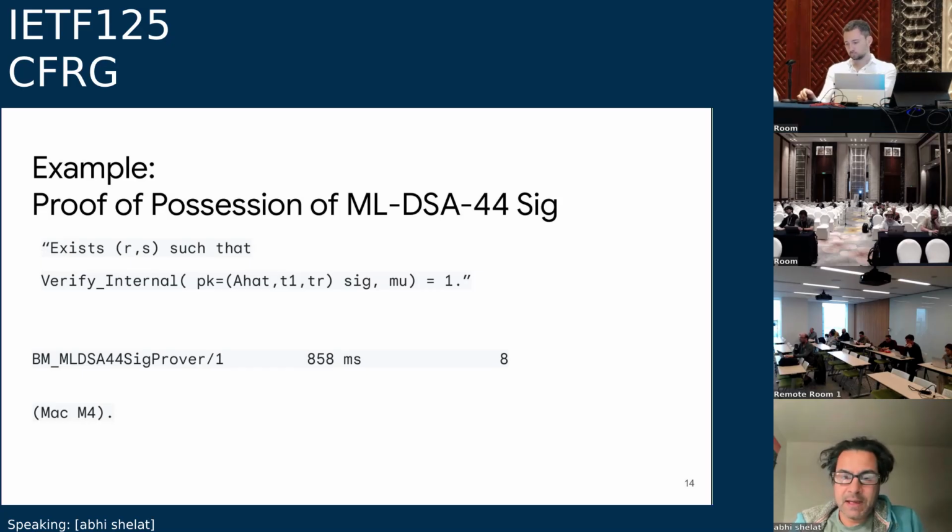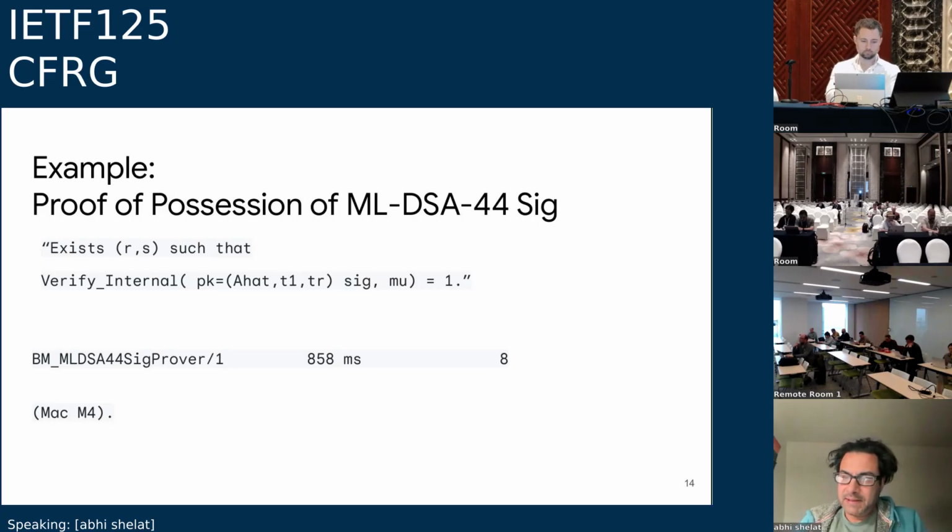particular thing, but we have essentially produced a zero knowledge proof of a signature. Sorry, the RS is not correct here, that's a typo, but essentially we have SIG and mu. So if you look at the verify internal function that's specified in the FIPS spec for MLDSA 44, we can essentially prove that we hold a SIG for a PK and a mu that satisfies that particular function.